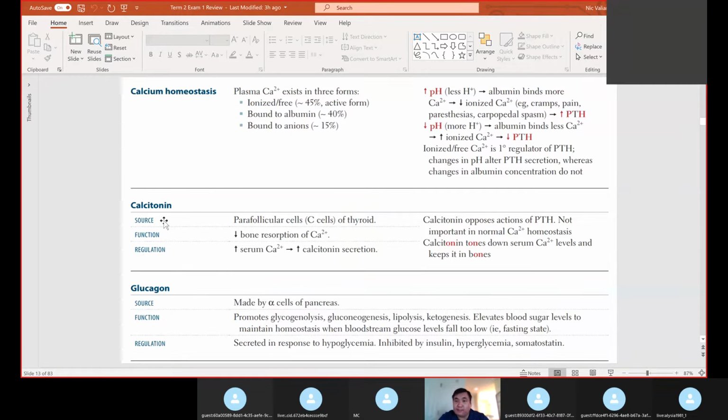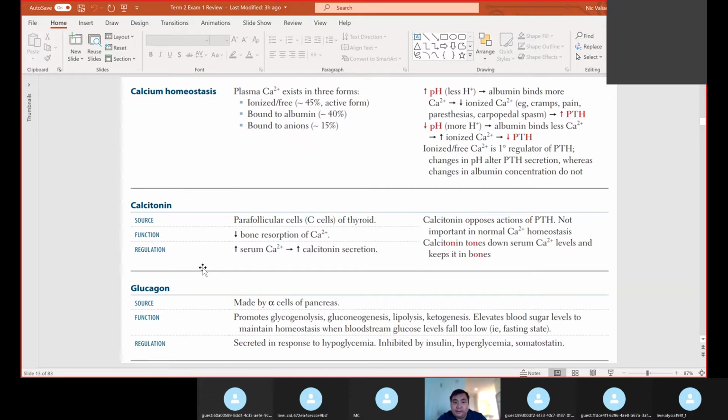Okay, calcitonin. This is another important hormone. What's the source? Parafollicular cells or C cells. They're going to give you C cells. Calcitonin starts with C. Think C cells of the thyroid. So PTH increases calcium levels. Calcitonin decreases calcium levels, so it opposes the action of your PTH. What's the function? Decrease bone resorption of calcium. If we have increased serum calcium, you can have increased calcitonin secretion. So calcitonin tones down your serum calcium levels and keeps it in the bones.